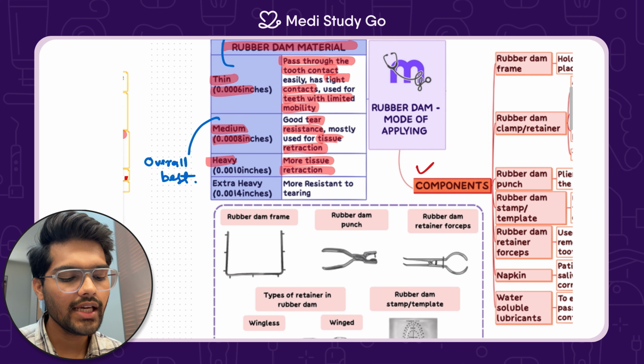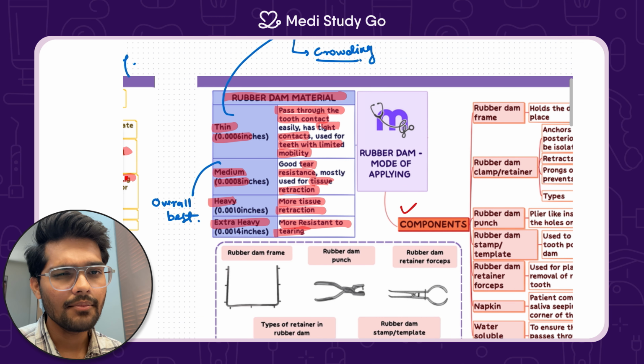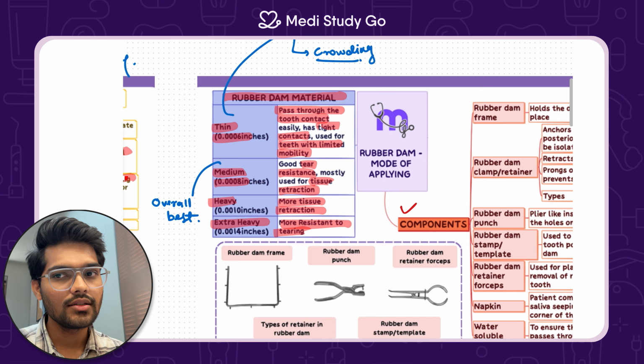And similarly, we have extra heavy, which is 0.0014 inches thick, and it is going to be more resistant to tearing. But the thicker it gets, the more difficult it is going to be to pass through the contact points. So you need to choose the thickness of rubber dam sheet based on the arch form.